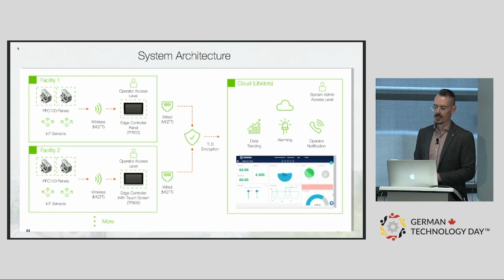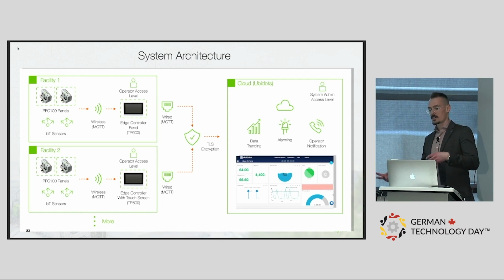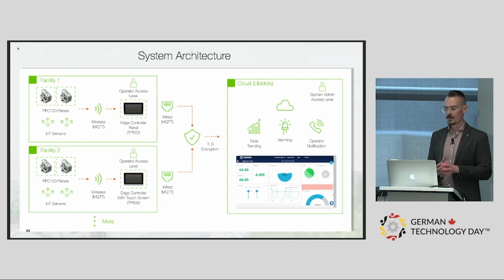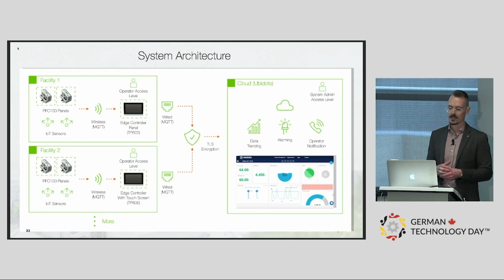So if we were to look at the system architecture, for instance, facility 1, facility 2, up to facility 800, the architecture would be very similar. They have all these different remote panels and maybe some different types of wireless IoT sensors. They are aggregating this data, sending it wirelessly via MQTT to the edge controller panel, which then has a wired connection to the internet where we're sending this information via UbiDots. And the one thing that we'll also show you in the demo is, in terms of security, this is a TLS encrypted application. So it's using that standard TLS encryption. There's some security measures there so that the data is protected.